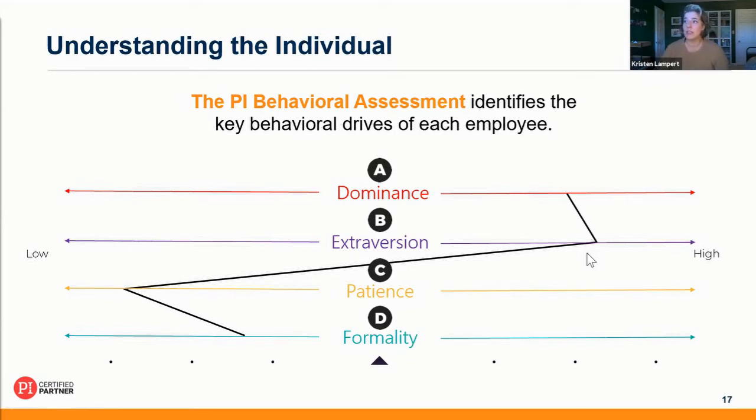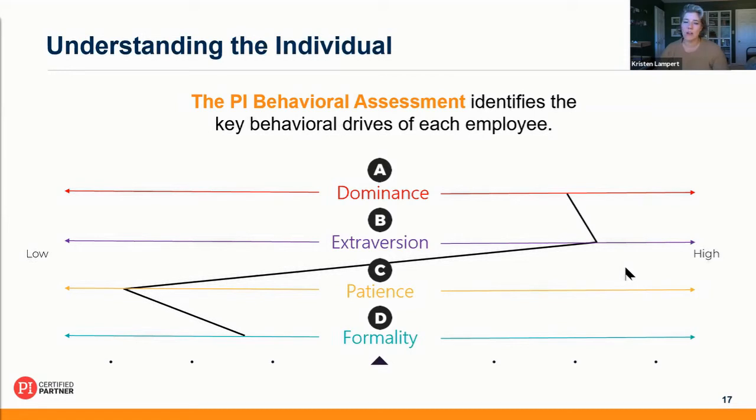In this chart, we see that B is around extroversion. It's that drive for social interaction with other people. And this person has, in the chart right here, a high B, which would tell us that they really get a lot of energy from being around others.